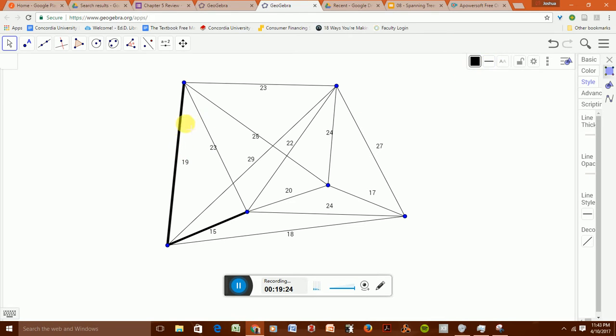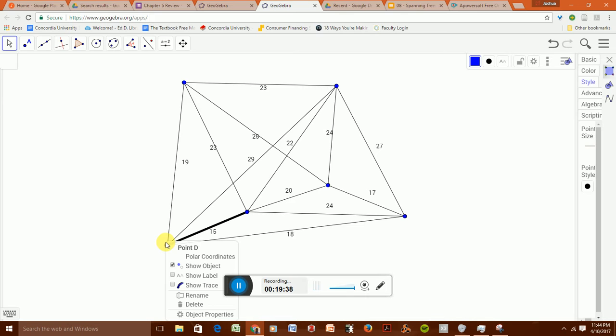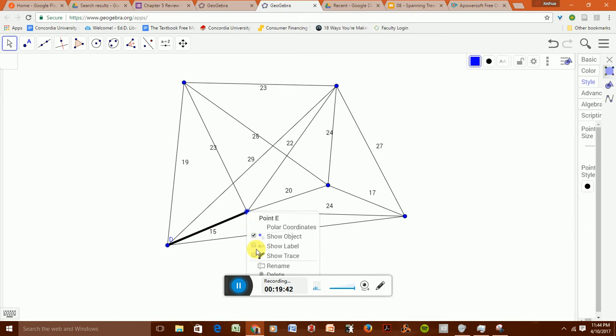And I agree with you. That's what we're going to begin with. We're going to start with that one right there. Now, what Prim's algorithm says is, we have these 2 points right here. Let me see if I can put some labels on these points. So we've got point D and point E.